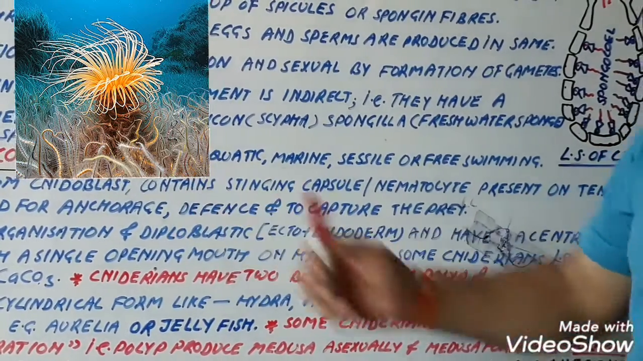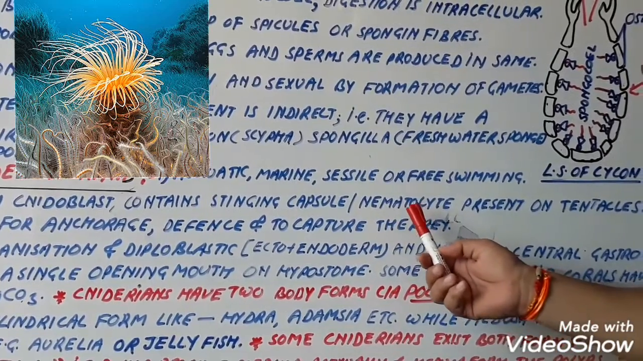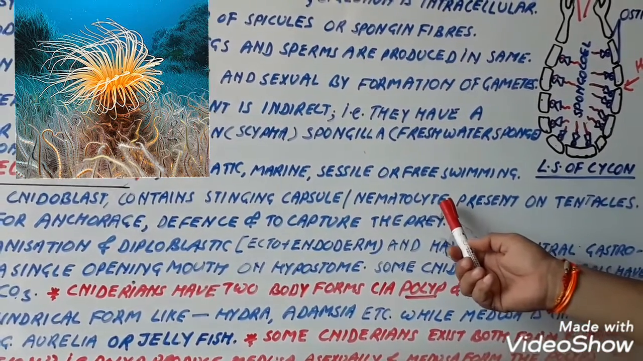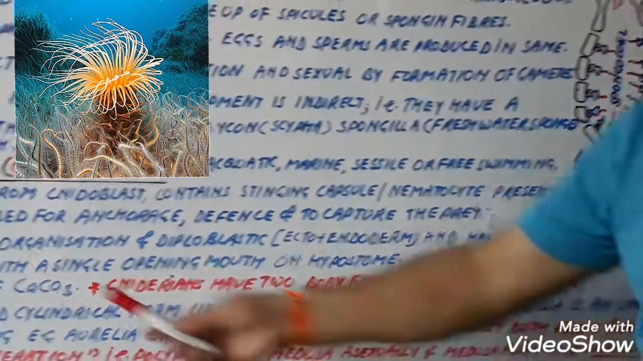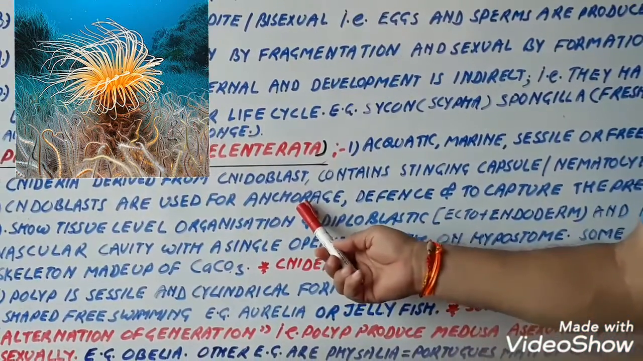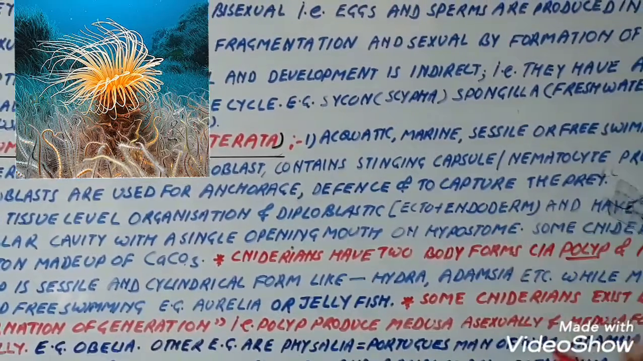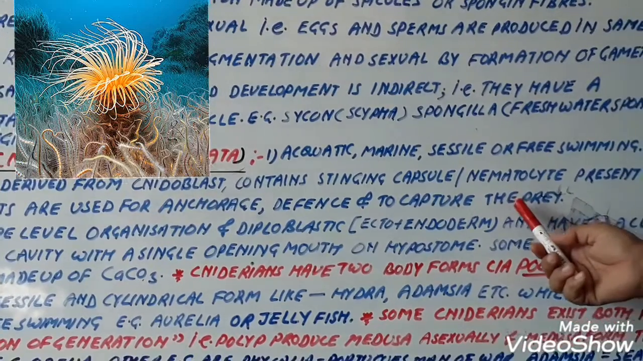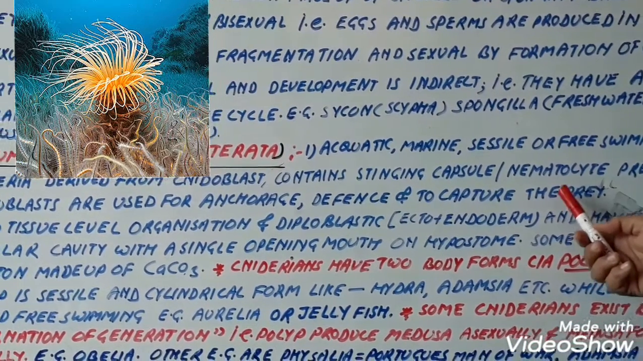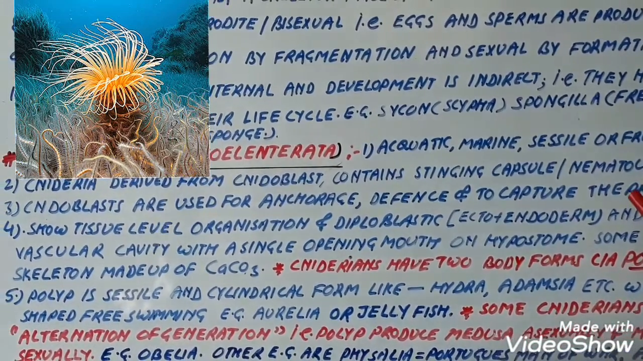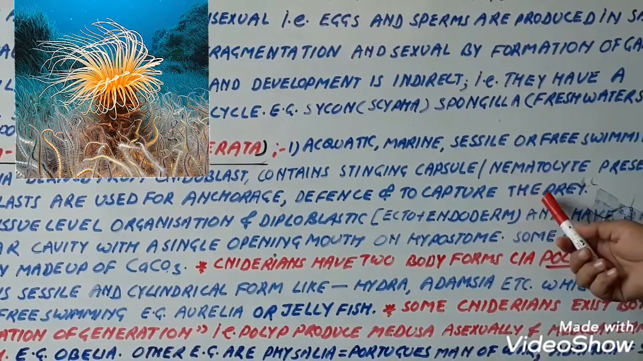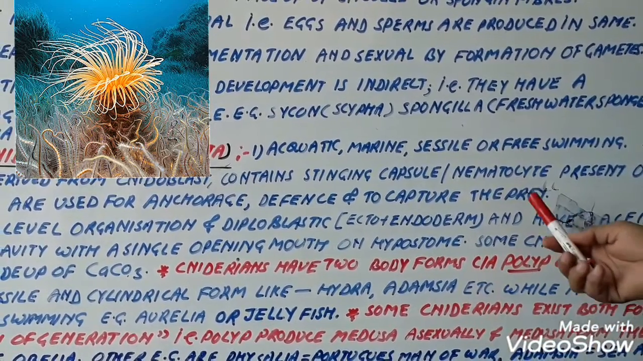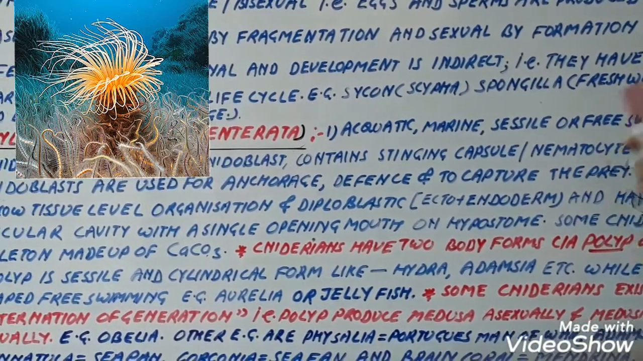Actually, these nidoblasts or nidocytes are used for defense and offense mechanism, as well as for anchoring. Nidoblasts are used for anchorage, defense and to capture the prey. Whenever the sting is used to capture the prey, it excretes some poisonous substances in the body of the prey, and it can be paralyzed. After some time, it can be taken up by any of the coelenterate.